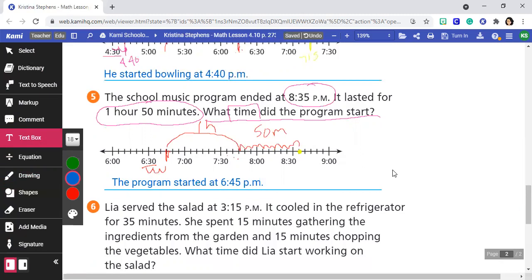The program started at 6:45 p.m. And I definitely had to pause and look to make sure that my label was correct. AM and PM is important to pay attention to.